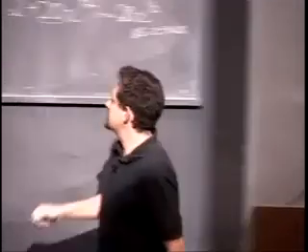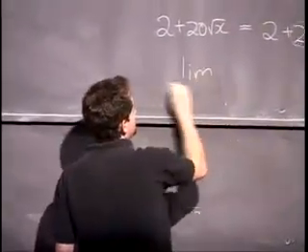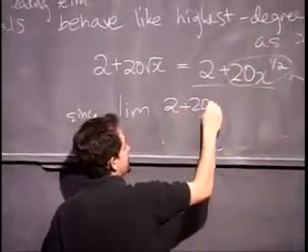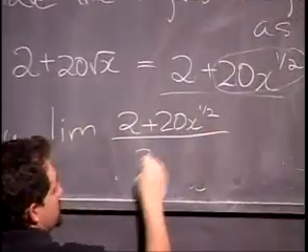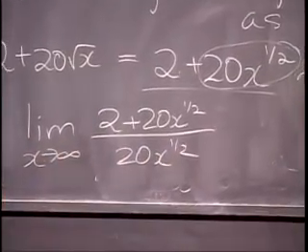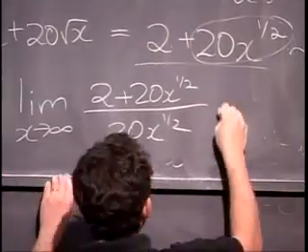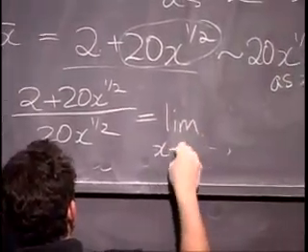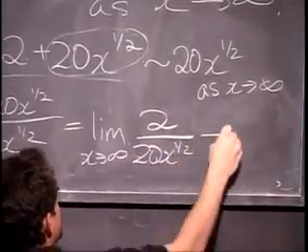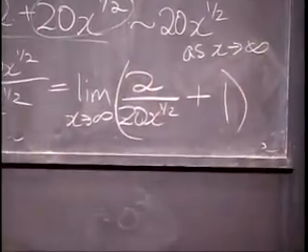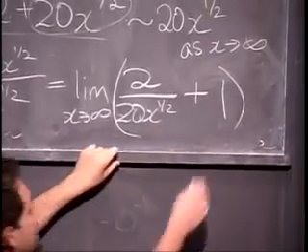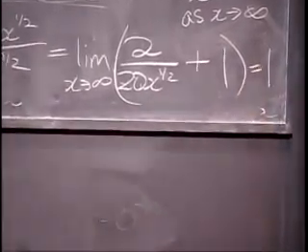It's worth proving, just to be sure, since the limit of 2 plus 20x to the half over just 20x to the half as x goes to infinity, we want this limit to be 1. Well, sure, it is. It's the limit as x goes to infinity of 2 over 20x to the half, plus 1. And of course, that goes to 0 because the power is on the bottom, and this is just 1. So that limit is 1.